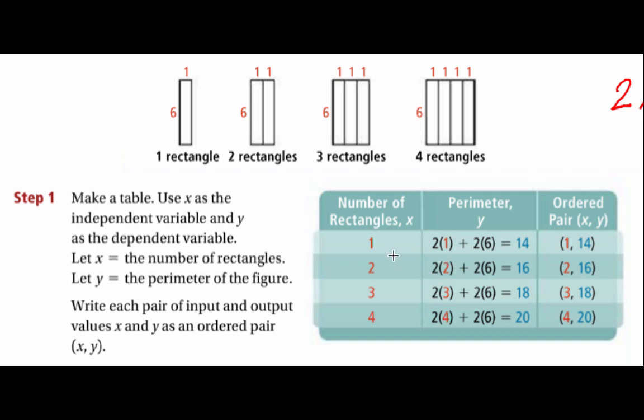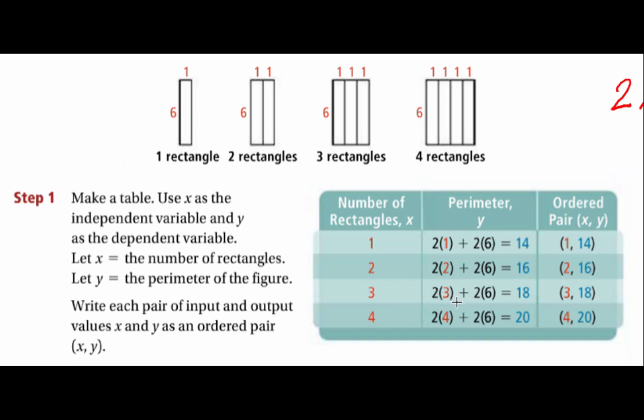Okay, so for one rectangle, 2 times 1 plus 2 times 6 is 14. So our ordered pair, one rectangle, generates a perimeter of 14. So that's a (1, 14) ordered pair. When we have 2 rectangles, as you can see from the picture up there, we're going to take 2 times 2, and we're going to add 2 times 6, which is 16. So 2 rectangles generates a perimeter of 16.